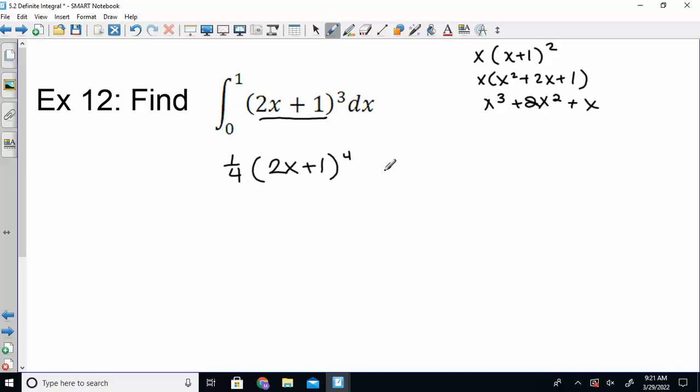Inside would stay the same, subtract 1 from the power, and then you would multiply by what? If you did this derivative, you would do the derivative of the inside, which is 2. So what do I need to cancel that? A 1/2. So this is a 1/8 times 2x plus 1 to the 4.